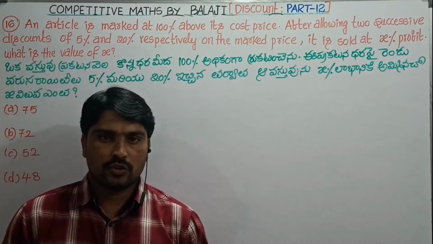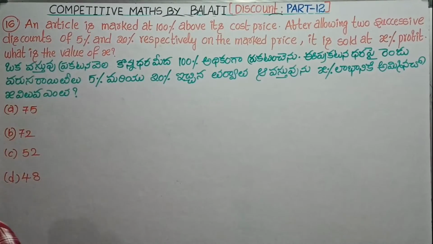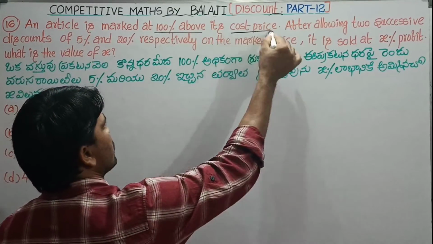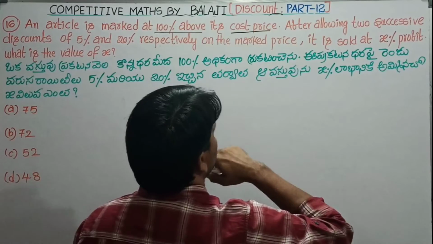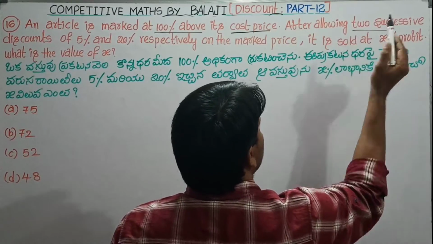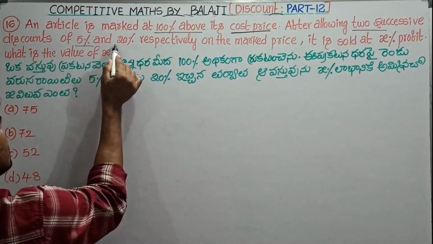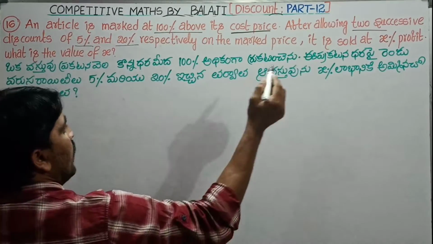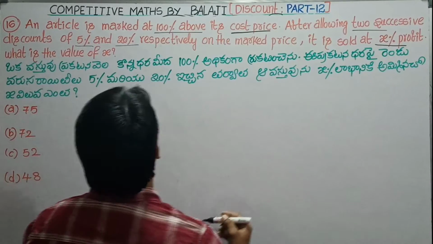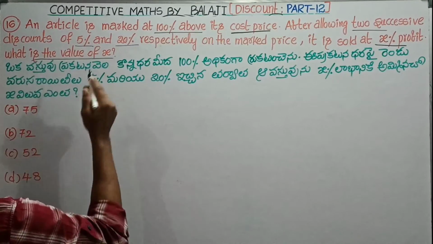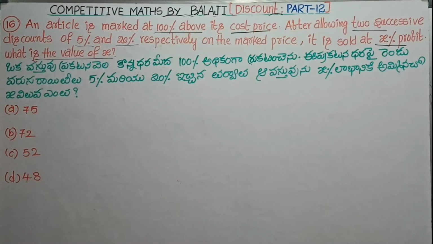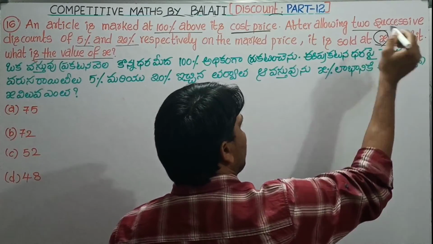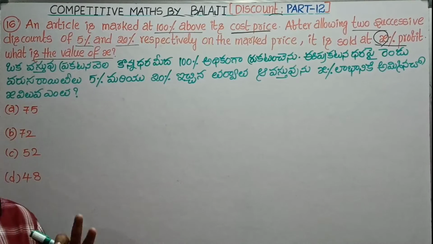Okay. Next question, 16th one. An article is marked at 100% above its cost price. After allowing two successive discounts of 5% and 20% respectively on the market price, it is sold at X% profit. What is the value of X? So, to find X value, since X is profit percentage, we have to consider the ratio of cost price to selling price here.